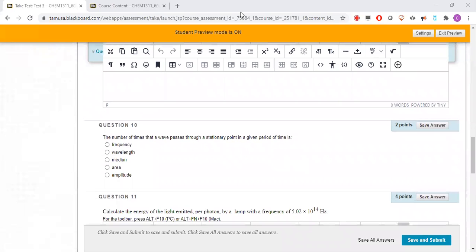Okay, the number of times that waves pass through a stationary point, that would be your frequency. So frequency for 10.